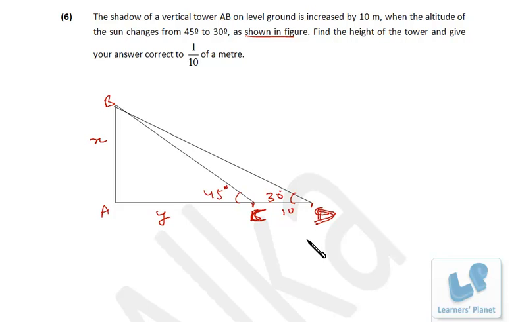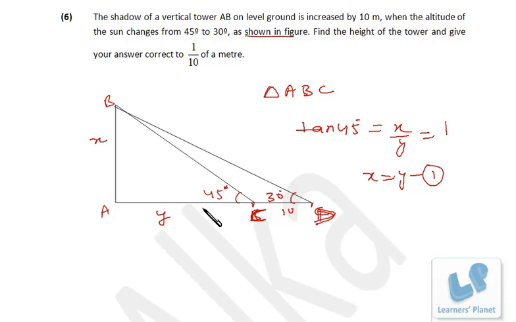Same as the previous problem, we have two triangles ABC and ABD, right? First of all, we take triangle ABC. In triangle ABC, the relationship between x and y, that is perpendicular and base, is given by tan theta, theta 45 degree. So tan 45 degree is equal to x by y is equal to 1, because tan 45 is 1. That means x is equal to y. This is the first relation.